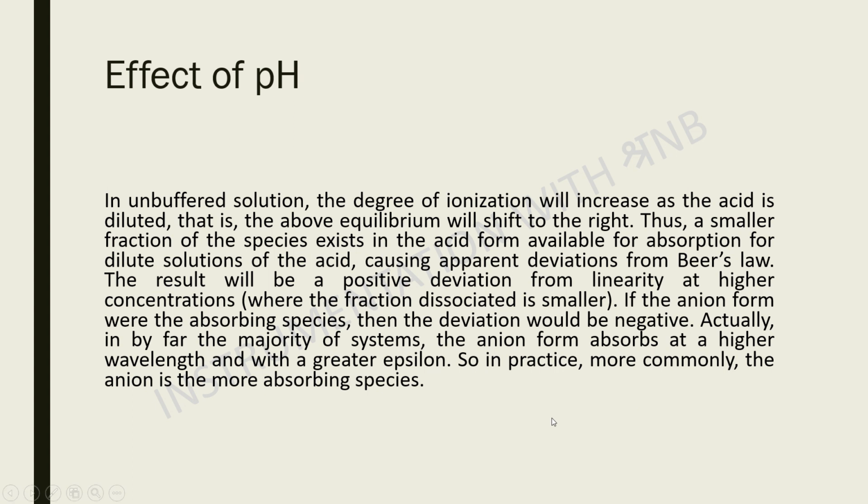Effect of pH. The anion form absorbs at a higher wavelength and with a greater epsilon. That is, if we talk about alkali, it will release anions, OH negative. Anions would lead to a shift towards the longer wavelength region and towards the higher intensity region. Thus, they lead to the bathochromic as well as hyperchromic shift.